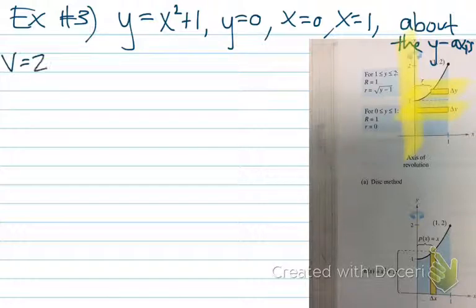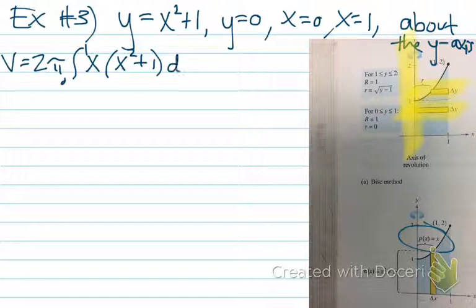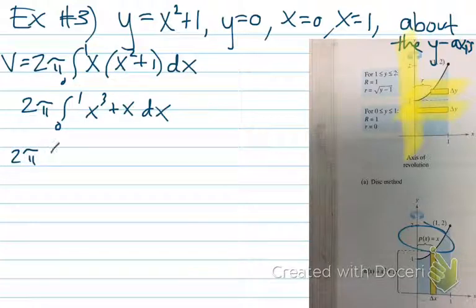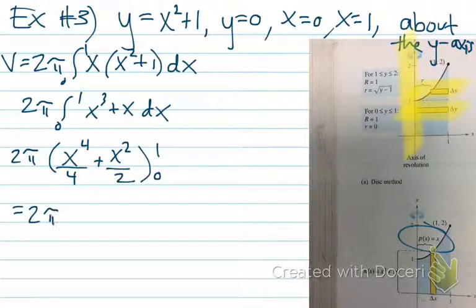Volume equals 2 pi times the integral from 0 to 1, because we're looking at the x values, of x, which is p of x, as you can see right here, times the height, which is x squared plus 1, dx. So again, this one became super easy. It's just 2 pi times the integral from 0 to 1 of x cubed plus x dx. If you integrate that, you get 2 pi times x to the 4th over 4 plus x squared over 2 from 0 to 1.